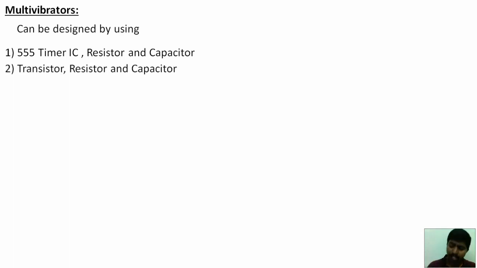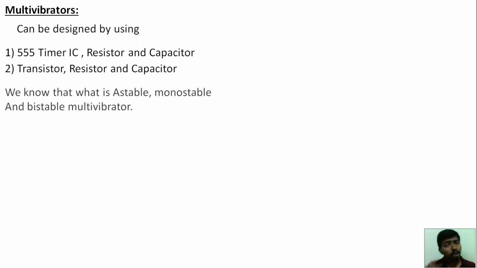Already we discussed what astable, monostable and bistable multivibrators are. If you want to know about the basics of astable, monostable and bistable multivibrators, just refer to the previous video, the 555 timer IC concept video. That video link is attached in the description box. The 555 timer IC concepts and transistor concepts are both different, and the formulas are different.